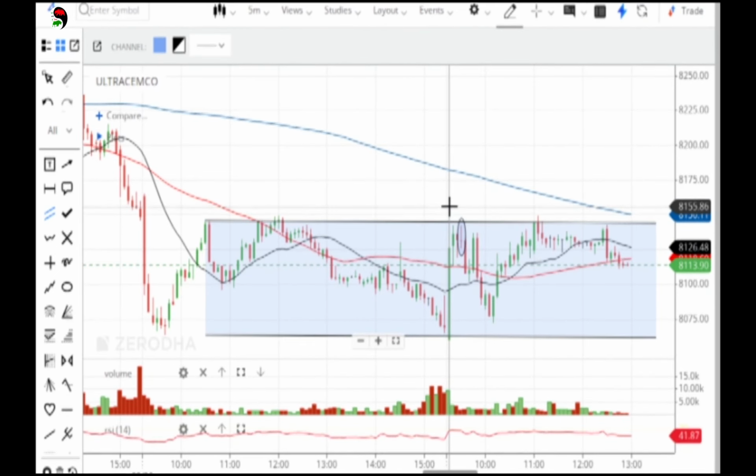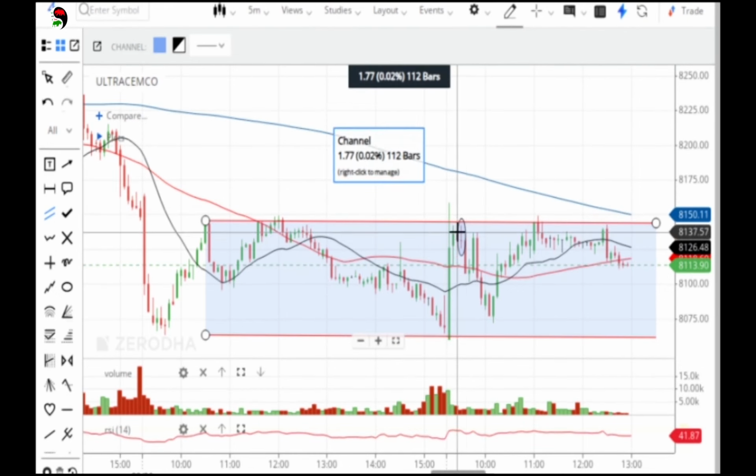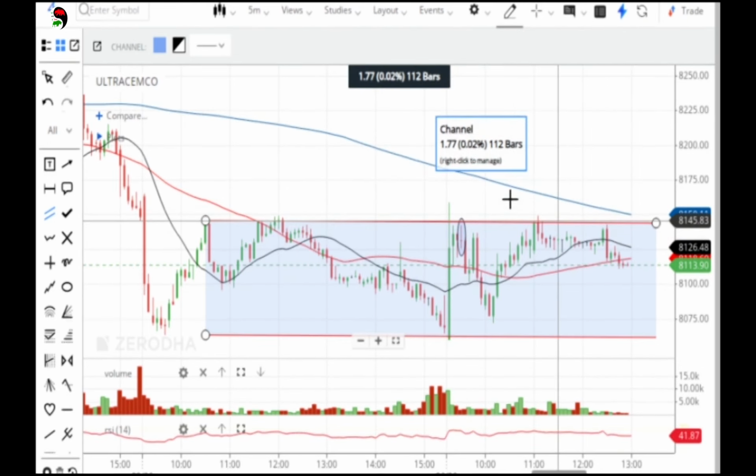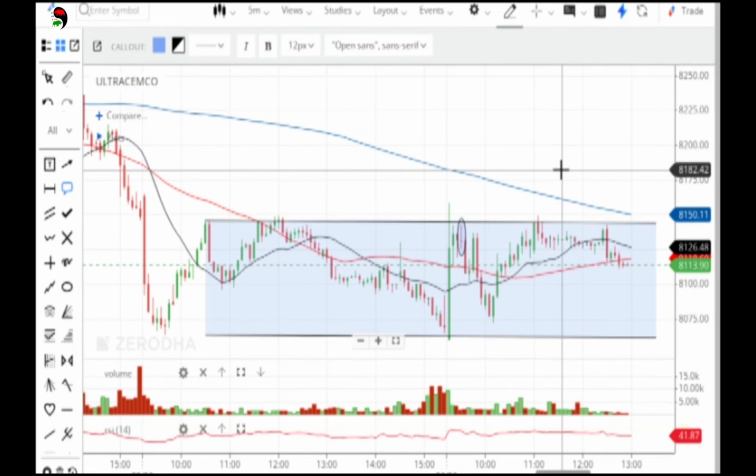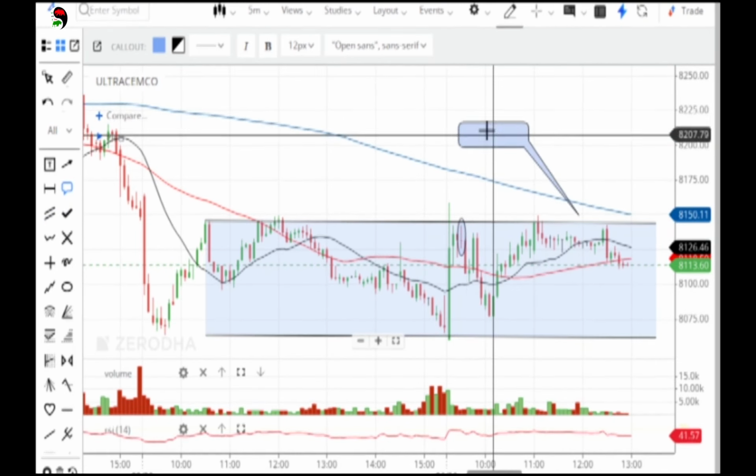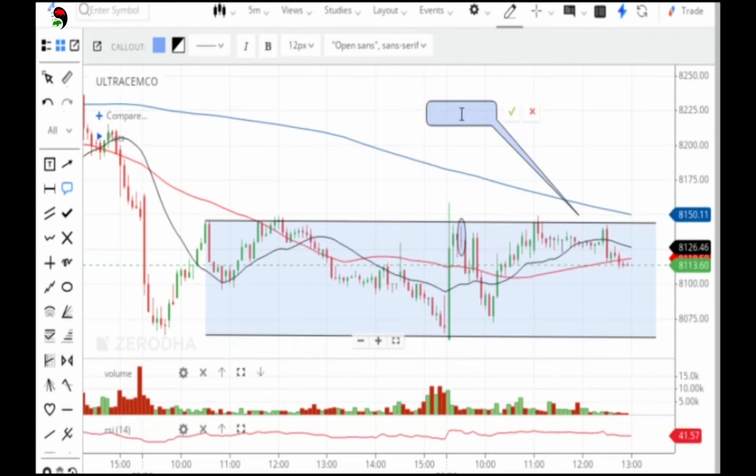Now the manual entry can be made at the point when this channel is broken and the chart goes up, because our entry point is above the channel. As we look at the chart, we can see that it has not satisfied an entry level. Here we also have an option to set the stop loss. We will be using the trend line.